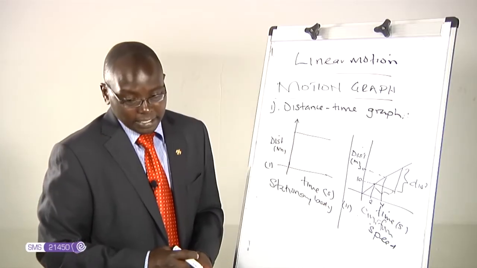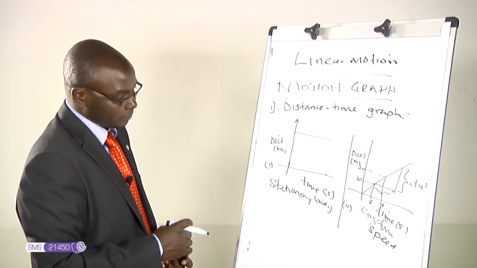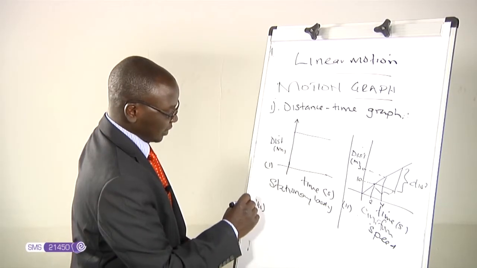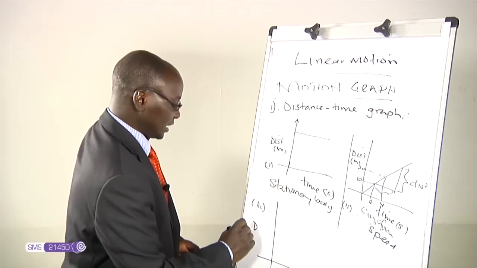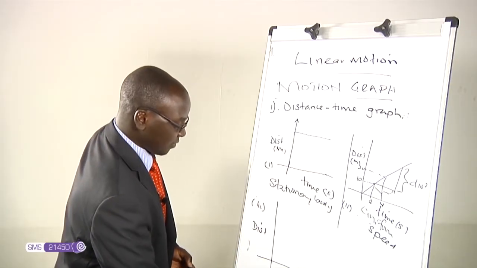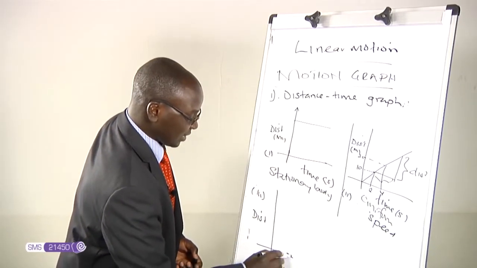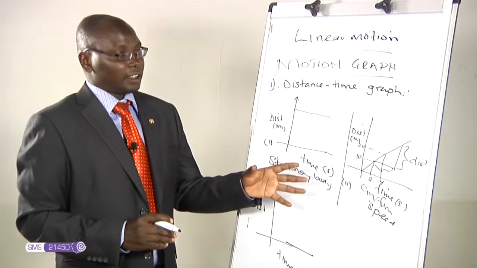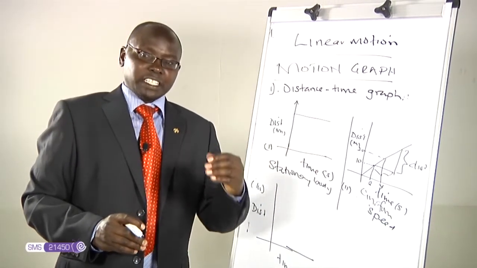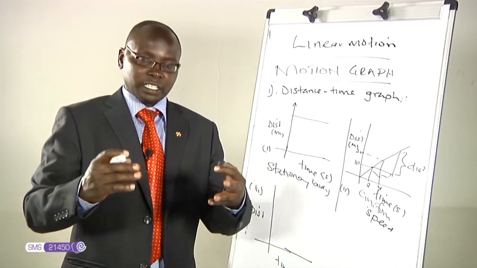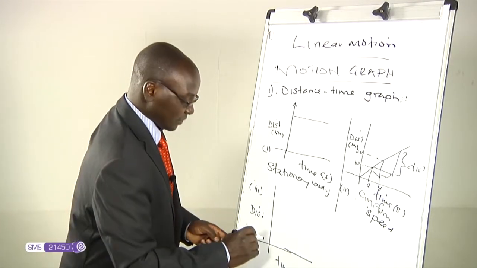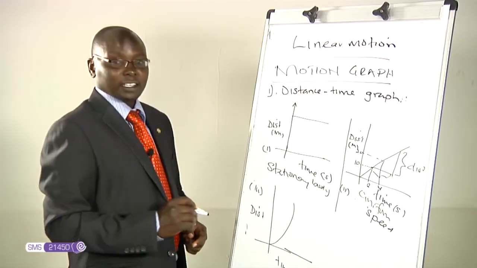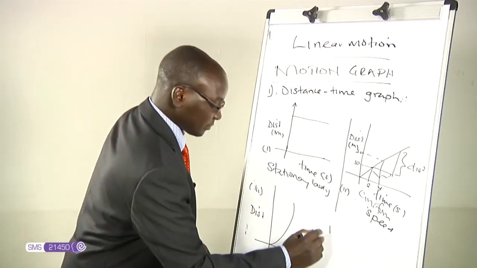That's another one there. The other one is the third one. We can have a distance here, and here we have time in seconds. But in this case, the rate of change of distance with time is varying. It's not constant. So how would you show that? It can be like that. That's the first scenario. Or it can be like this.